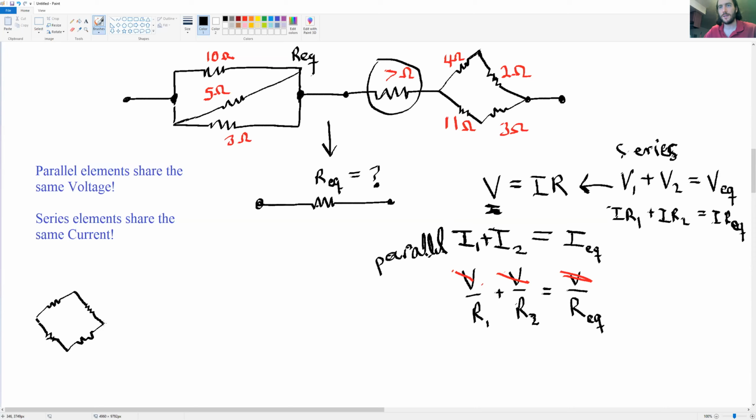So this diamond shape right here, you could redraw and make it look like this. And so you could just add the 4 and the 2, you can add the 3 and the 11, and then calculate the parallel combo for that.